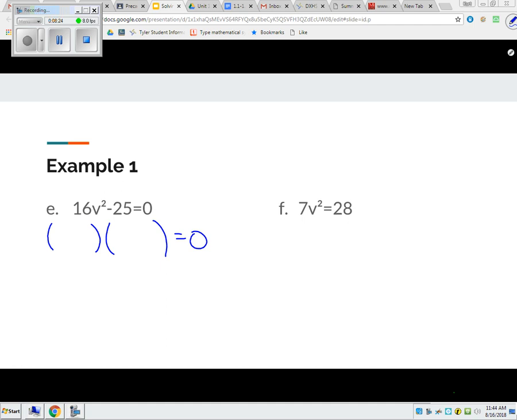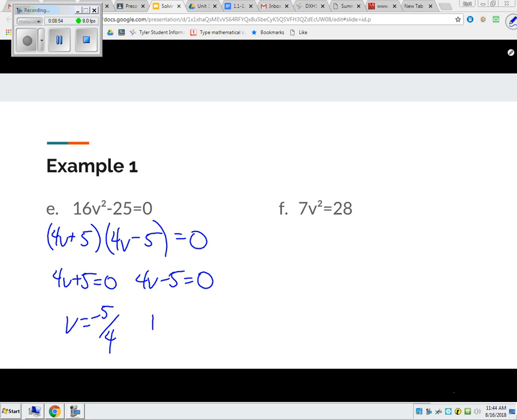I can still take the 16b squared, and what I do on difference of 2 squares is I take the square root of it and I put it in the first position on each binomial. The same thing with the 25. I just take the square root of it, 5 and 5. I make one of these plus, I make one of them negative, and then it is actually going to be factored. Okay? You can go back and FOIL what you got to make sure that it's factored correctly, but I'm pretty sure I did that correctly. So I get v equals -5/4 and v equals +5/4.